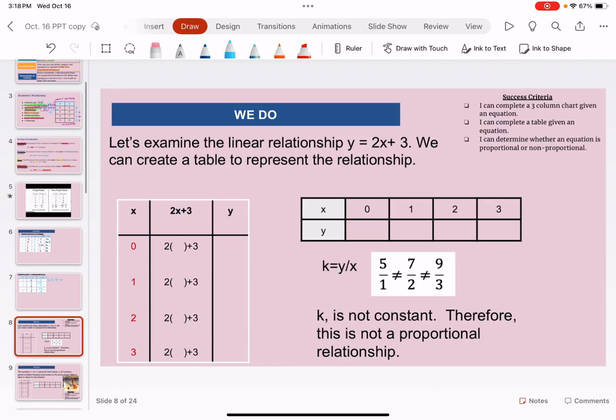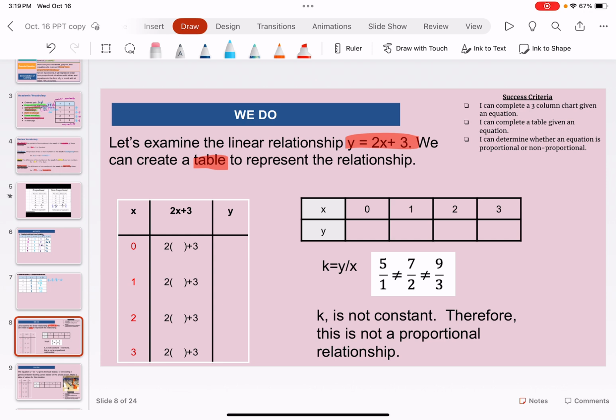Okay, so now we're going into our we do. So we have to examine the linear relationship. The equation is given, y is equal to 2x plus 3, and we have to create a table to represent the relationship. Okay, so we have our x values of 0, 1, 2, 3.